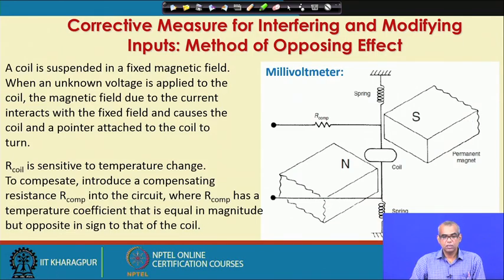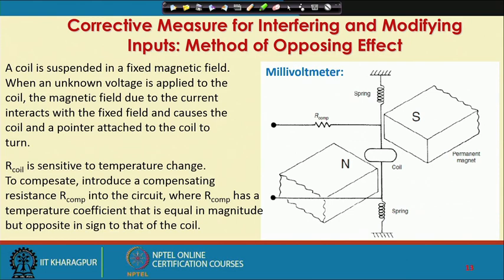Finally, we will take a brief example of the method of opposing effects for correcting the effect of interfering and modifying inputs. This is an example of a millivolt meter. A coil is suspended in a fixed magnetic field. When an unknown voltage is applied to the coil, the magnetic field due to the current interacts with the fixed field and causes the coil and the pointer attached to the coil to turn.